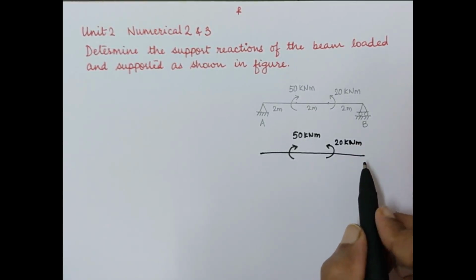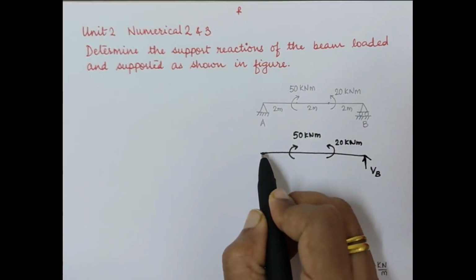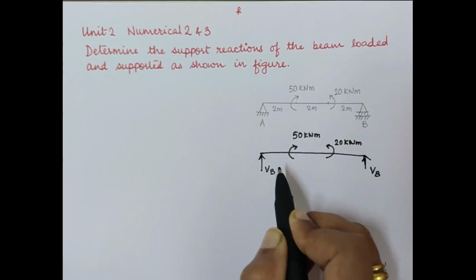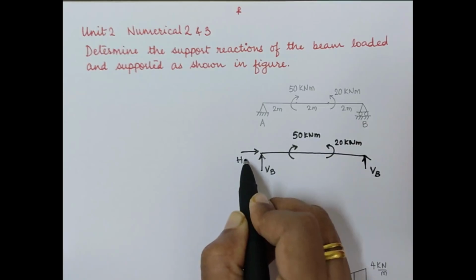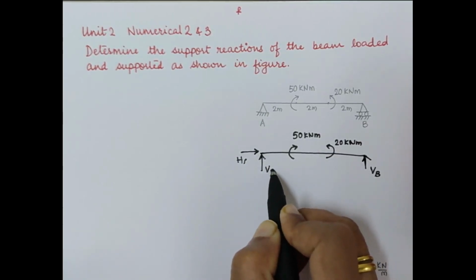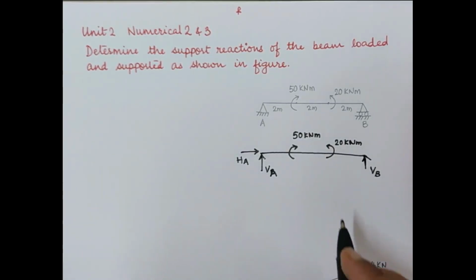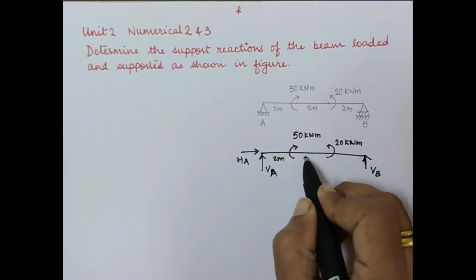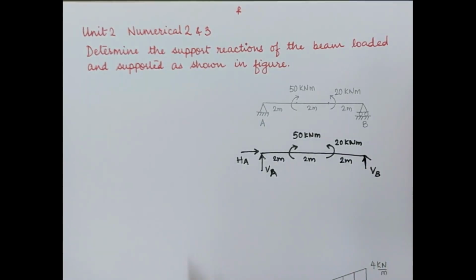At point B we have a roller support, so you will have one vertical reaction, that will be vertical at point B. At point A you have a hinge support, so you will have one vertical reaction, as well as one horizontal reaction, vertical at point A and horizontal at point A. Now since we have drawn the free body diagram, we can go ahead and calculate the unknown values, which are nothing but the support reactions.